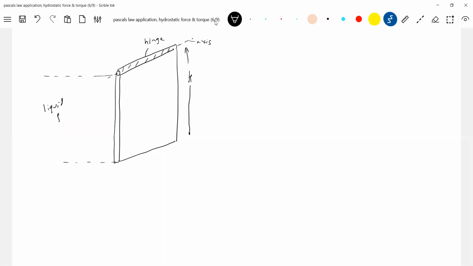So what force should I apply? External force, so that what happens? It will not rotate. And what is the reaction at the hinge? Neglect atmosphere, P naught equal to 0.